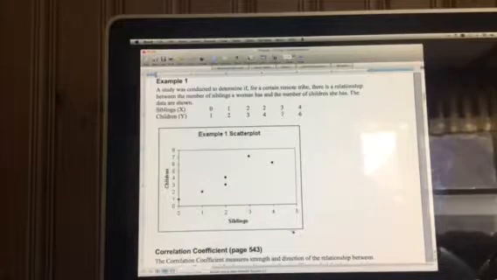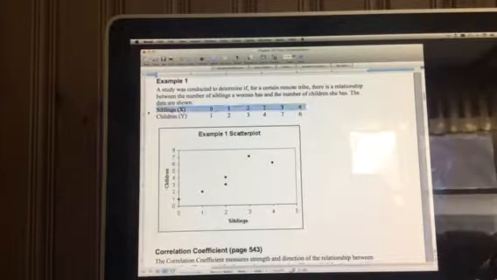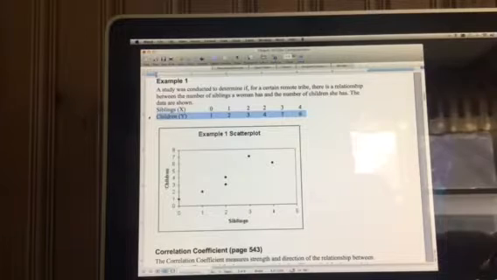This video will look at calculating the correlation coefficient for a simple example. Example 1. A study was conducted to determine if, for a certain remote tribe, there is a relationship between the number of siblings a woman has and the number of children she has. The data are shown. In the top row we have siblings, and I declared that X as our independent variable, and in the bottom we have the number of children she has, our Y variable, our dependent variable.